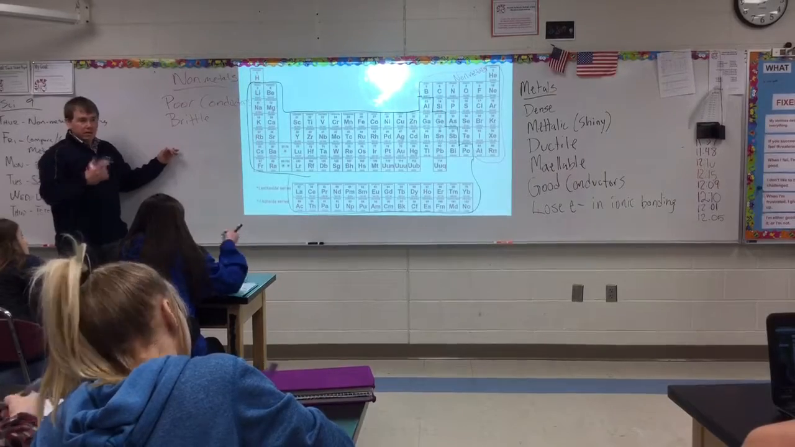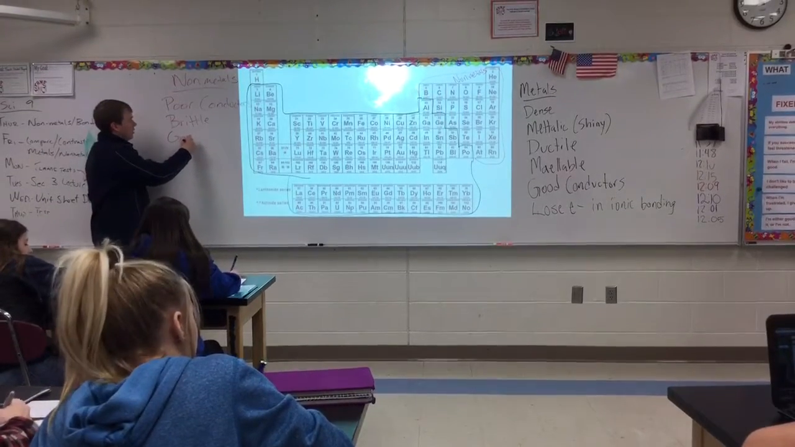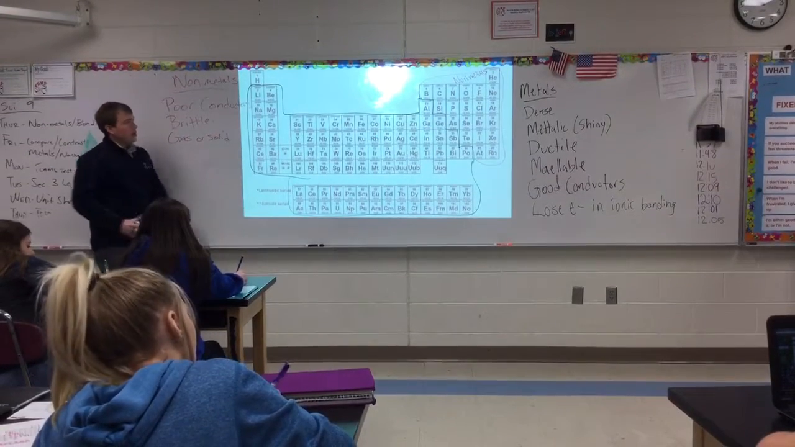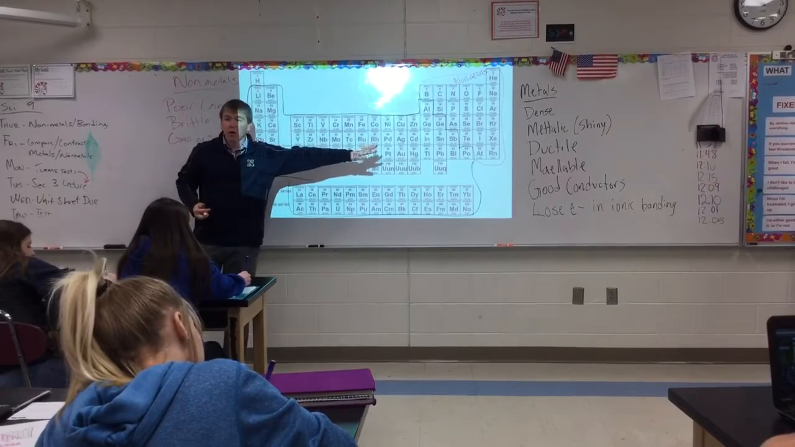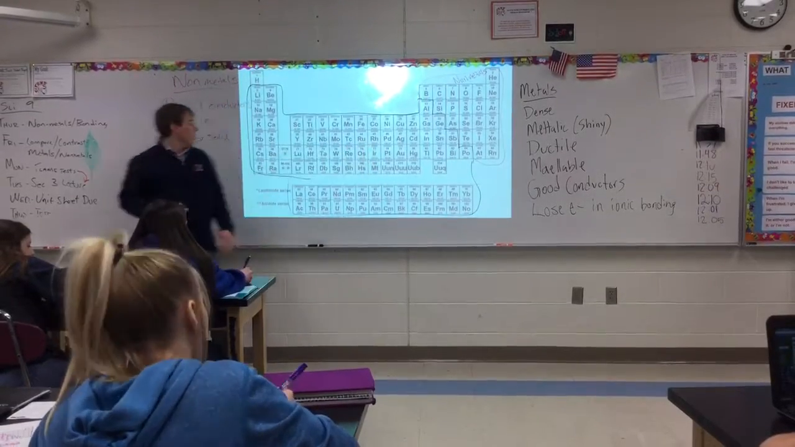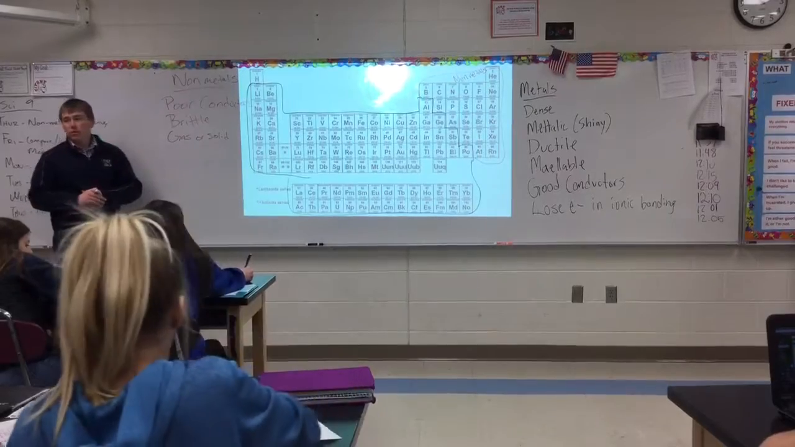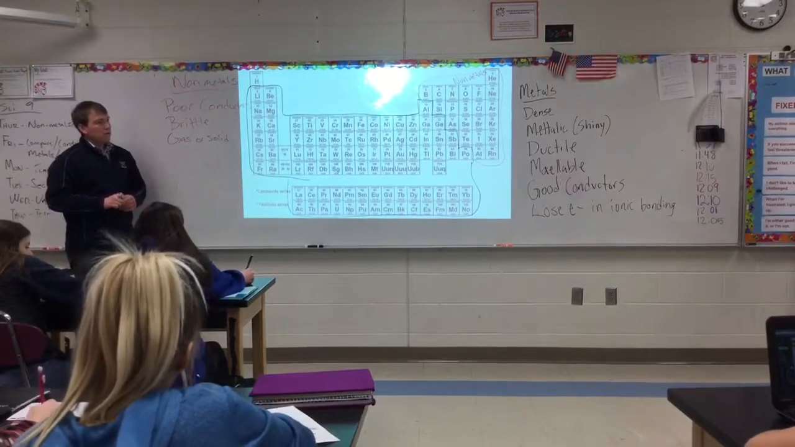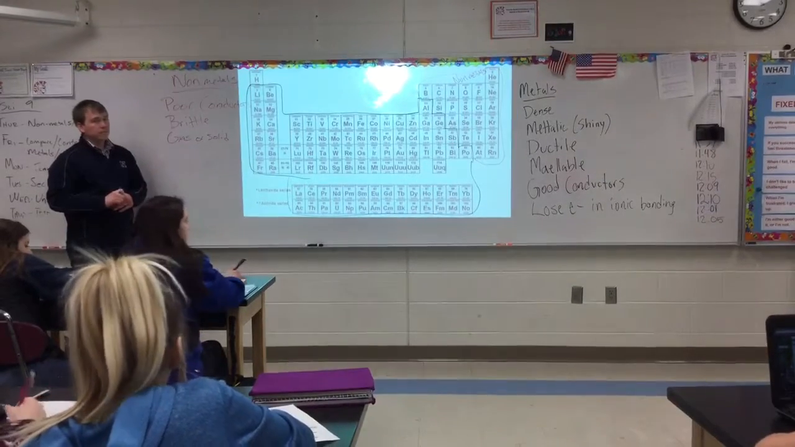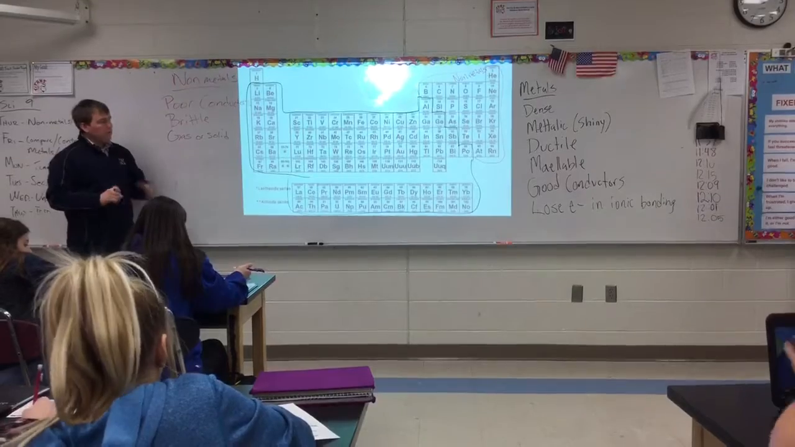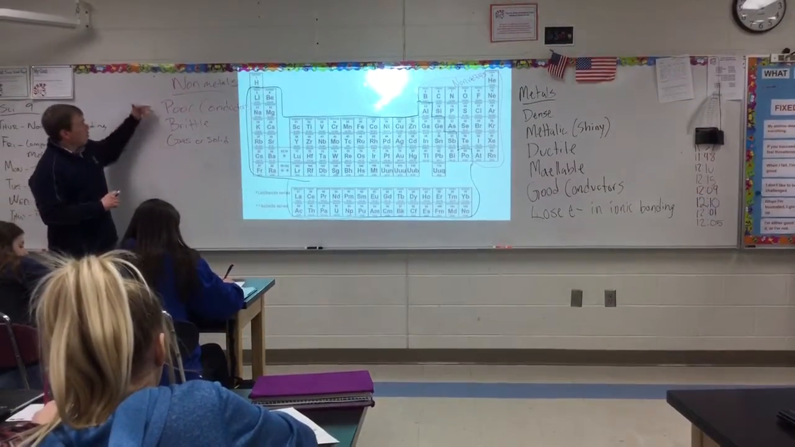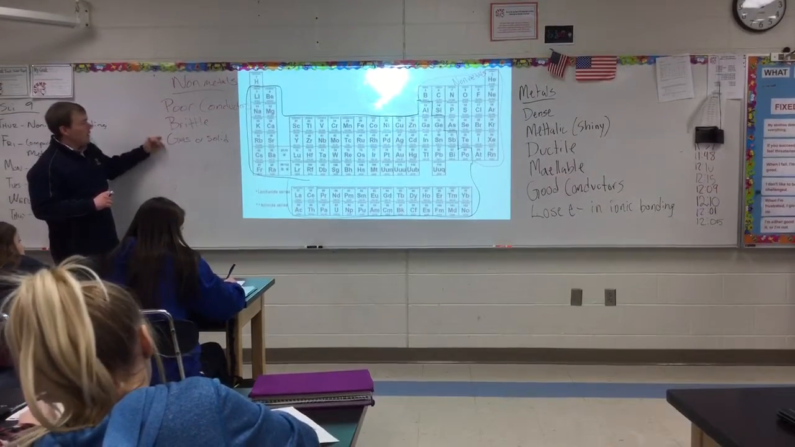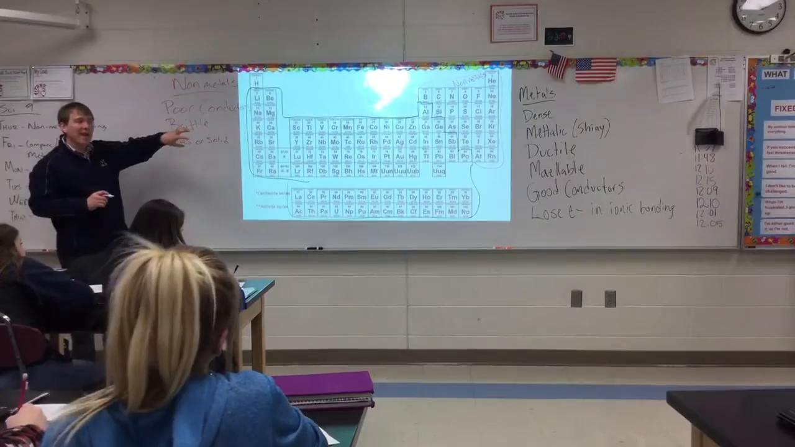They're gas or solid at room temperature. Metals are solid at room temperature except for mercury. What else do we know about nonmetals? Basically, in most cases they're completely opposite. They're poor conductors, metals are good conductors. They're brittle, metals are malleable. They're gas or solid at room temperature, metals are solid at room temperature. So that's one thing they have in common.